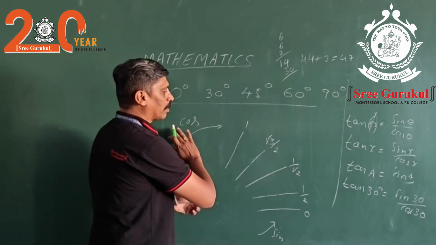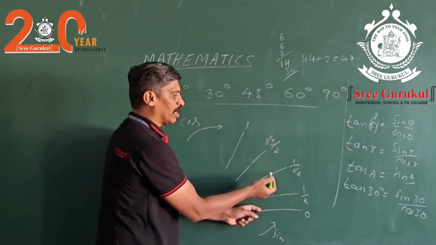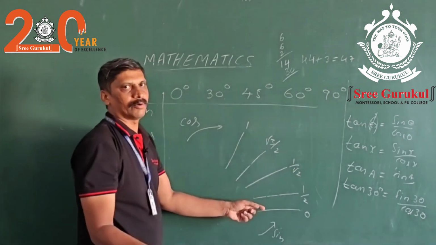Suppose what is cot 45 degree? Cot 45 is what? Cos by sin: cos 45 by sin 45, 1 by root 2 by 1 by root 2. That is equal to what? 1.